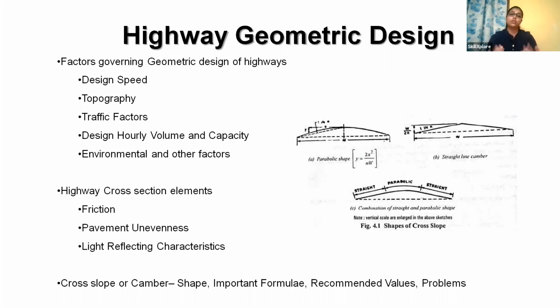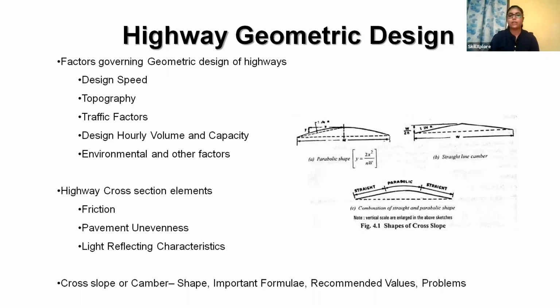And design speed for different kinds of pavements: for an expressway, the design speed will be something, for an NH, the design speed will be something. All these things we'll be discussing in detail under the design speed factor. Next is topography. The topography of different areas will be different, right? In some areas the slope or gradient will be varying, some areas will be plain, some areas will be rolling. All these things will affect the geometric design of highways.